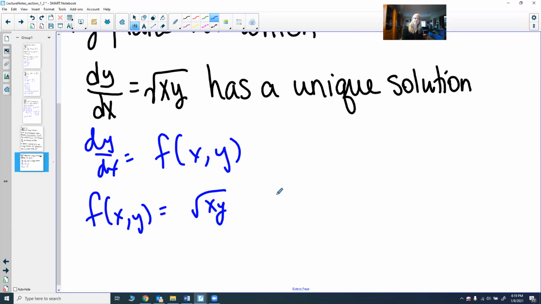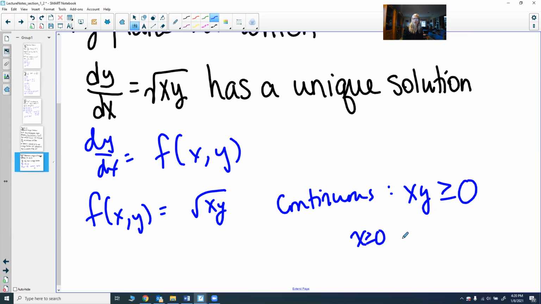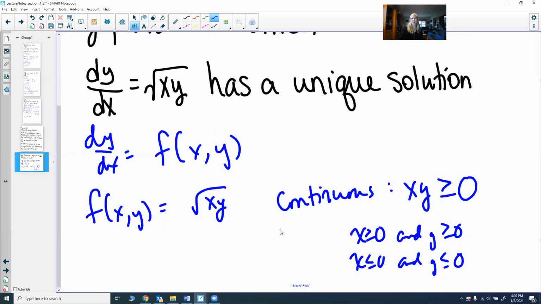And now let's think about, when is this continuous? Well, this is continuous when x times y is greater than or equal to 0. Because remember, you can't take the square root of a negative number. So as long as it's greater than or equal to 0, you're good. So this is continuous whenever x times y is greater than or equal to 0. Okay, well, that's cool. Doesn't exactly help me very much. It could be when x is greater than or equal to 0 and y is greater than or equal to 0. Or it could be when x is less than or equal to 0 and y is less than or equal to 0. Because remember, two negatives multiplied together give you a positive.